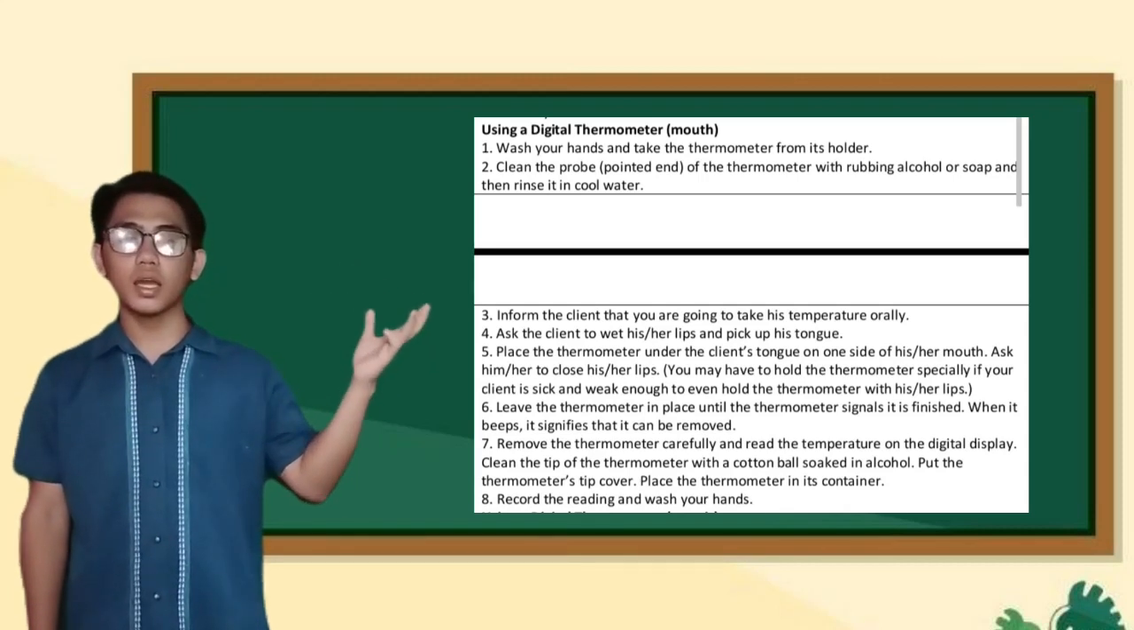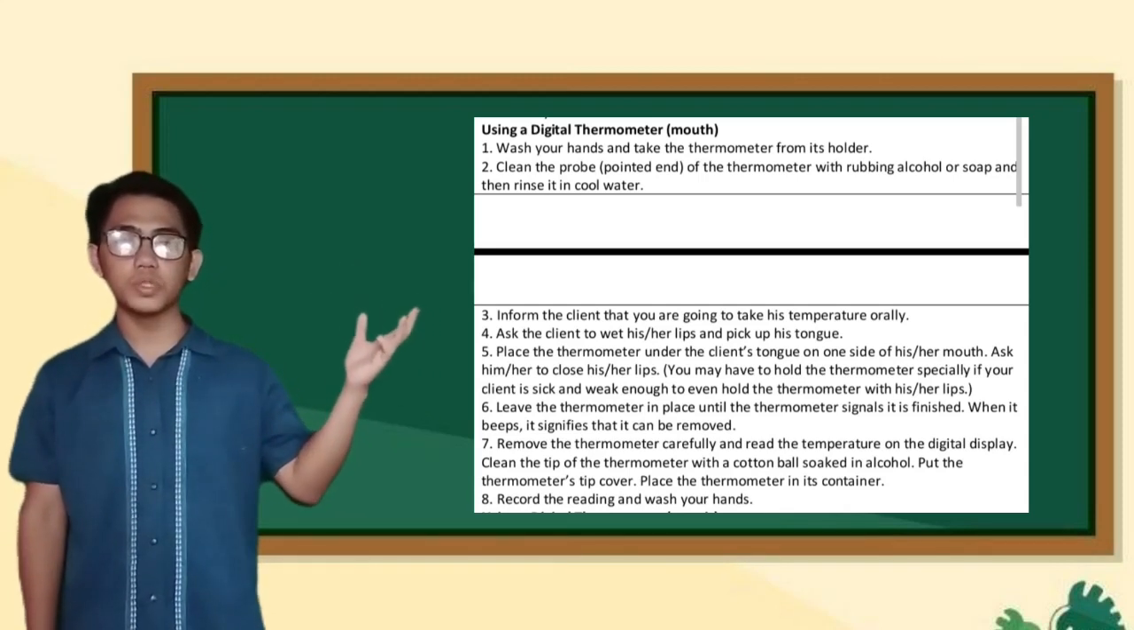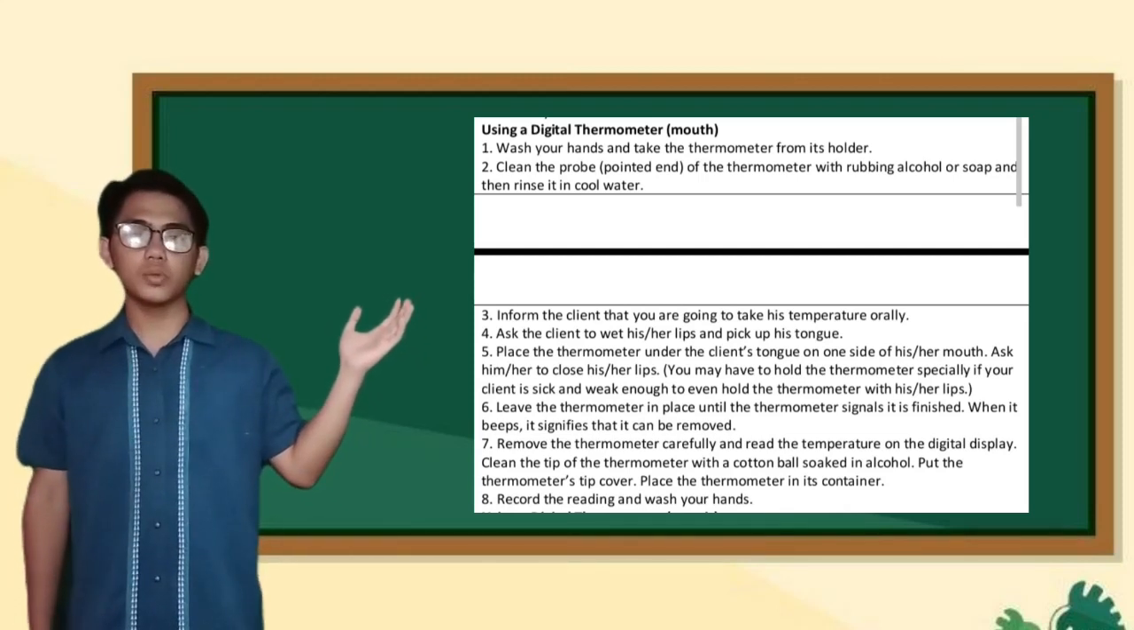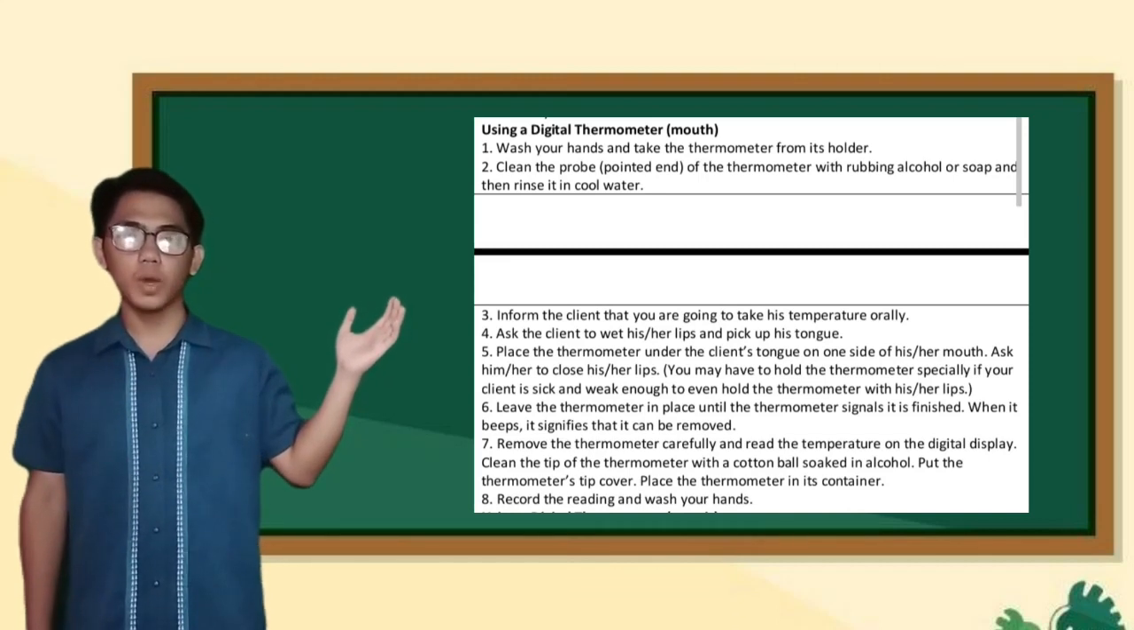Fourth, ask the client to wet his or her lips and pick up his tongue. Fifth, place the thermometer under the client's tongue on one side of his or her mouth. Ask him or her to close his or her lips. You may have to hold the thermometer, especially if your client is sick and weak enough to not even hold the thermometer with his or her lips.